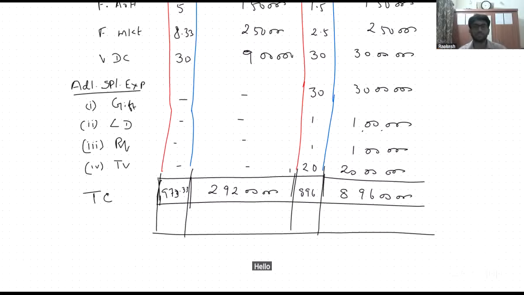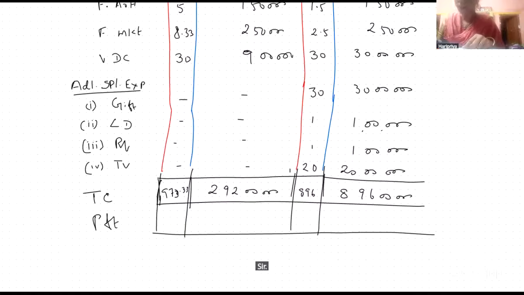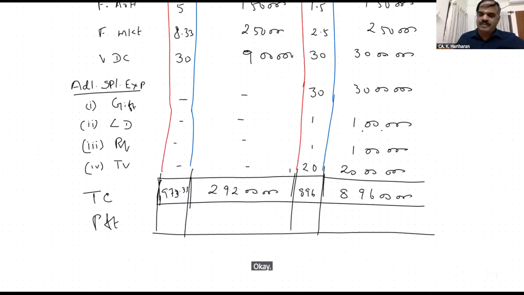Now, profit per unit and the total profit. Profit per unit: selling price minus cost is equal to profit. 896 per unit. Profit comes to sales minus cost is equal to profit.